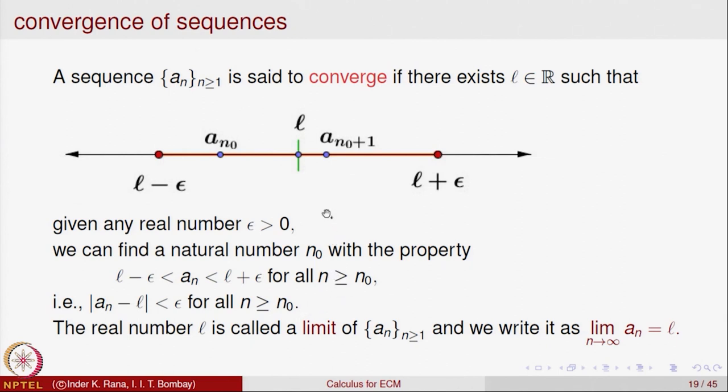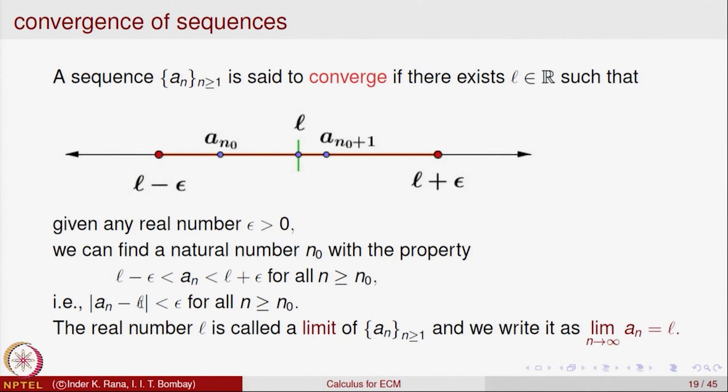So, another way of saying that would be that given epsilon bigger than 0, that is an error I can make, you can think of a n as the value of the sequence, and l is the expected value of the sequence. This is the error I am making, the modulus of a n minus l is the error I am making.